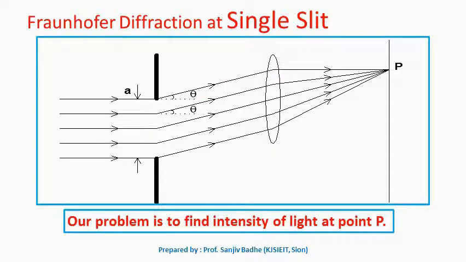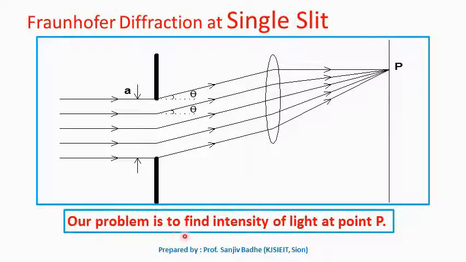These light rays merge at point P after passing through the convex lens. This is a Fraunhofer diffraction case. So a convex lens is kept between a slit and the screen. So these light rays arrive at point P on the screen.